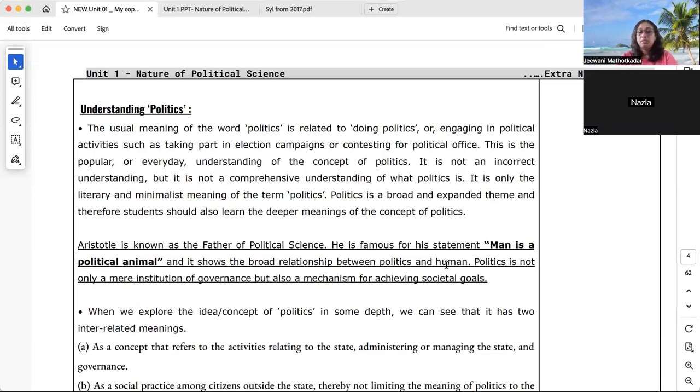Now, here we have to consider Aristotle's famous statement. Once he said, man is a political animal. Why did he say man is a political animal? Because inherently man thinks about politics. Inherently, man seeks politics. Politics means power. For example, in our family, we want to have more attention. Why? We want more power.